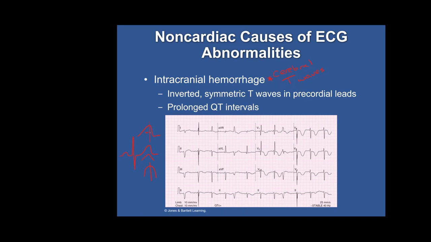So it's not a direct, symmetrical visual. And in intracranial hemorrhages, the T waves show up inverted first and foremost, and then pretty cleanly symmetrical. That's what they're talking about, is these T waves are nice and symmetric, right?